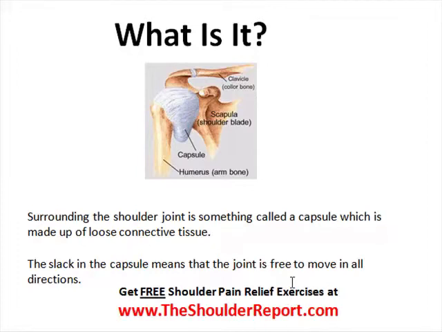Well, surrounding your shoulder joint there is something called a capsule, which is basically a structure made up of loose connective tissue, and it just connects the bony areas of the upper arm to the shoulder blade. So this is made up of loose connective tissue. The slack in the capsule means that your joint is free to move in all directions, and it's basically just a supportive structure for your shoulder joint.